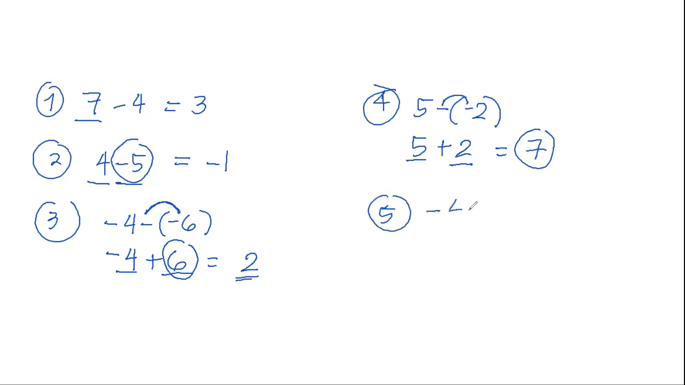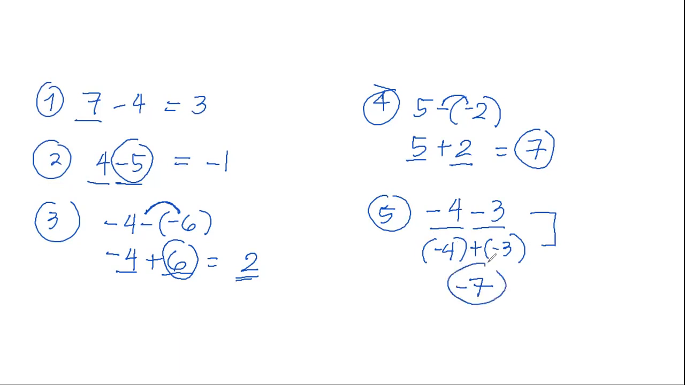Negative 4 minus 3. This is negative, and this is negative. Actually, that can be written as negative 4 plus negative 3. They are just the same. Based on the rule in addition, same signs, add and keep. So we add them, that's 7, and we keep the sign, that's negative. So the answer is negative 7. Let us have more examples.